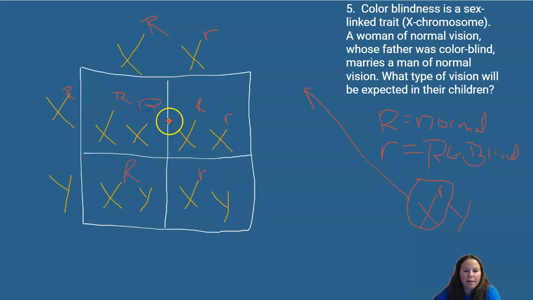And it looks like, well, you can answer for all of the boxes, 3/4 of them or 75%, normal vision, 1/4 colorblind. Or you can answer separately for daughters versus sons. Looks like daughters, 100% chance they'll have normal vision. For sons, it's a 1 out of 2 or 50% chance that they have color blindness.